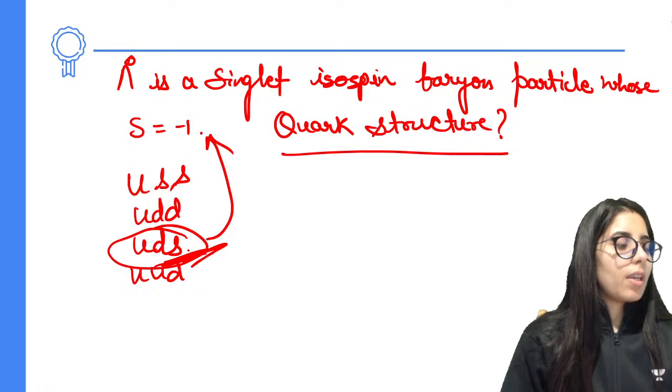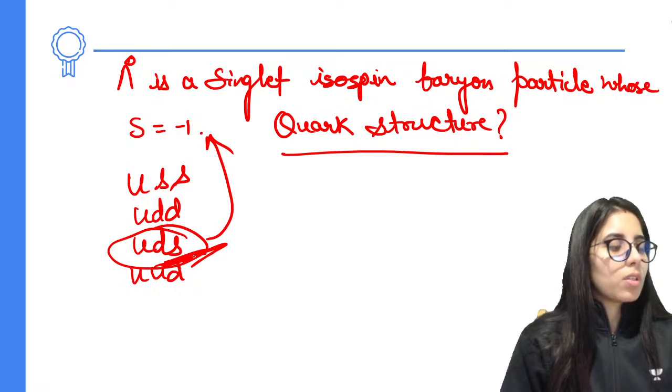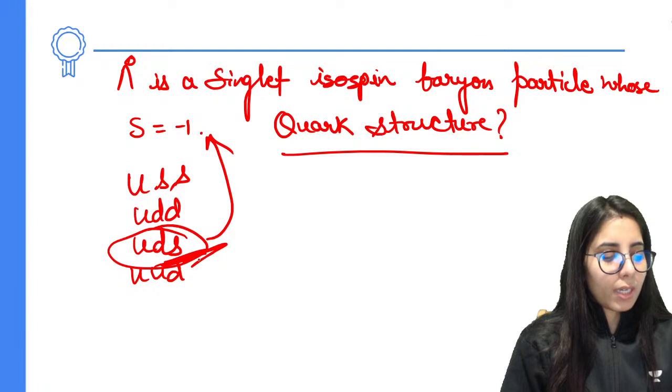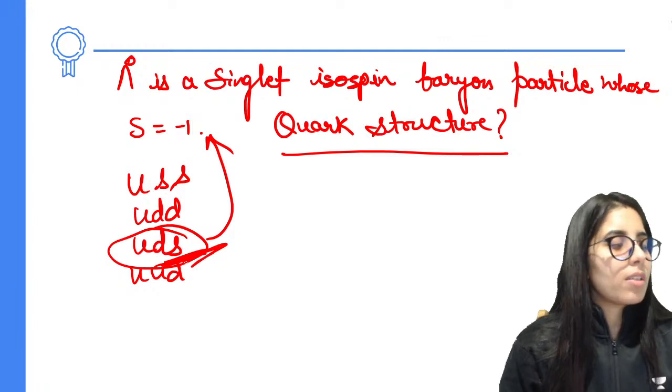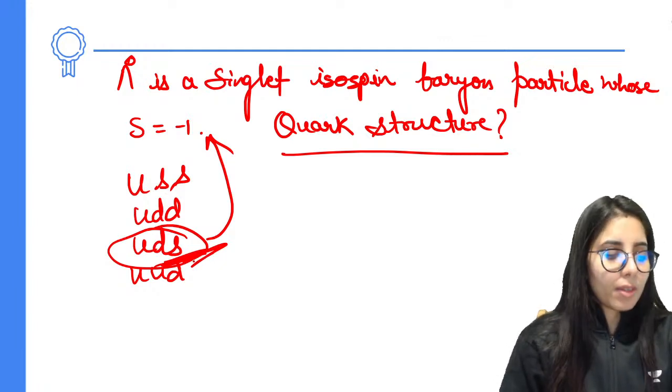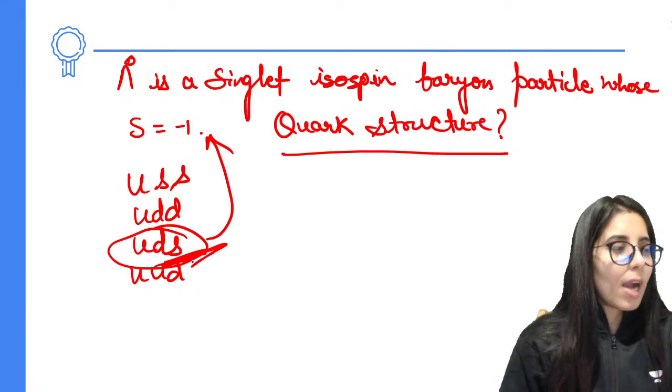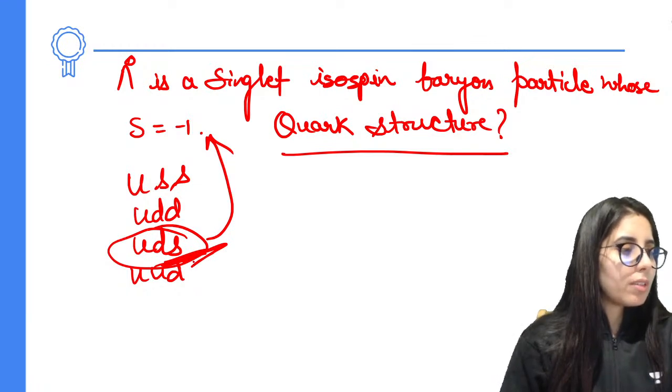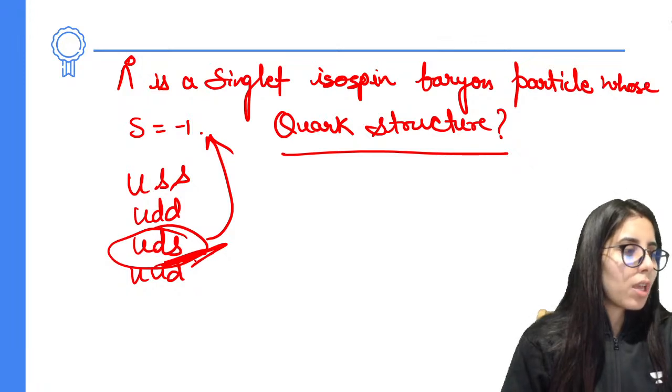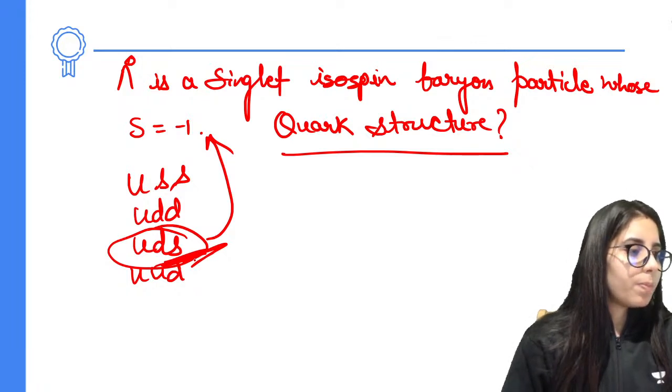For solving similar kinds of questions, it's important for everyone to know the data: what is the strangeness number, what is the baryon number, what is the charge, and all. Once you know about these things, it will be quite simple and easy for you to answer similar types of questions. Let me just give you the next one.